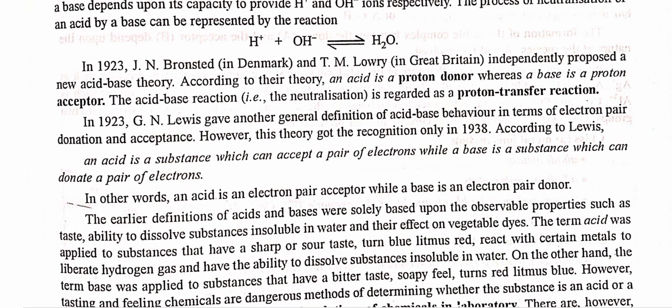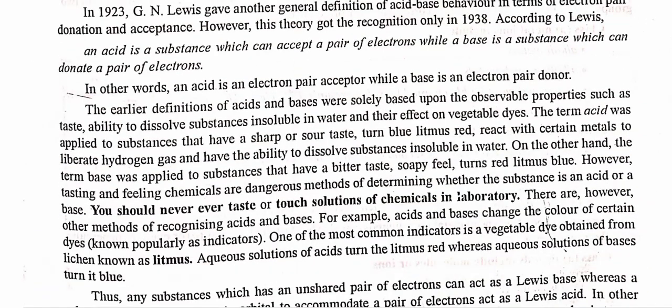In 1923, G. N. Lewis gave another general definition of acid-base behavior in terms of electron pair donation and acceptance. However, their theory got recognition only in 1938. According to Lewis, an acid is a substance which can accept a pair of electrons, while a base is a substance which can donate a pair of electrons. In other words, an acid is an electron pair acceptor while a base is an electron pair donor.